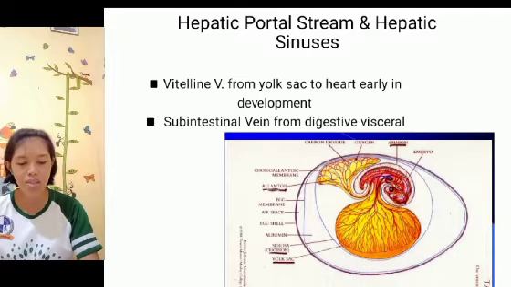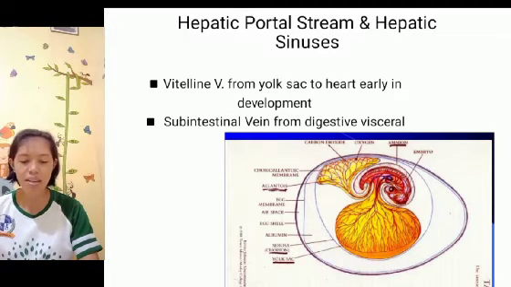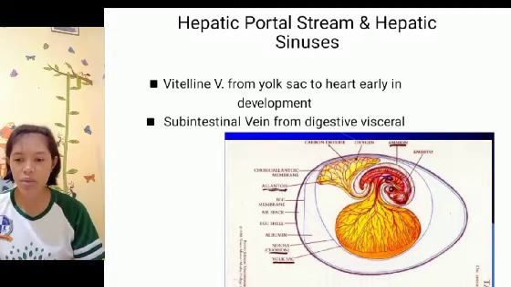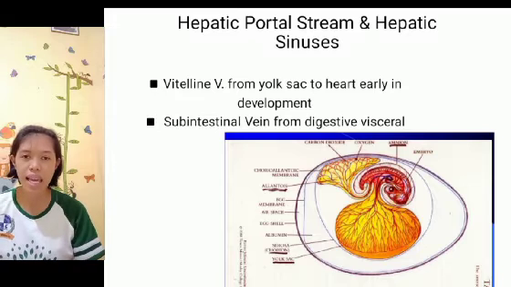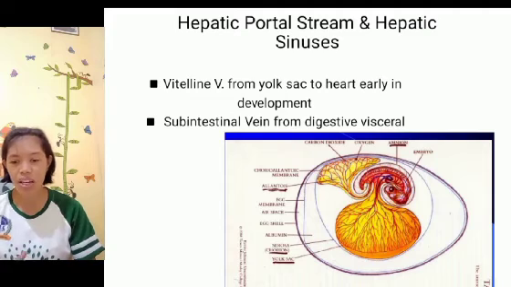So here in this portion, that will be our vitelline vein. So it gets the nutrients in this area in the yolk sac and then delivers it to the heart. Now the subintestinal vein from the digestive viscera. For the basic embryonic pattern, we have this vitelline vein, so it is taking blood from the yolk sac, from the nutrient source, into the heart.